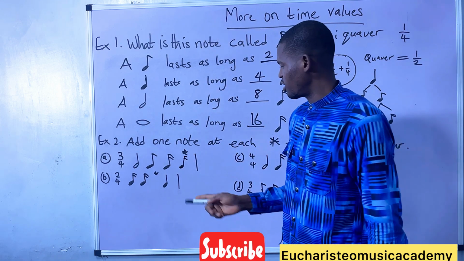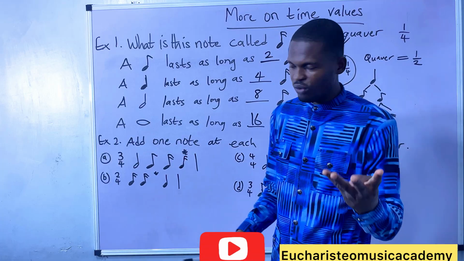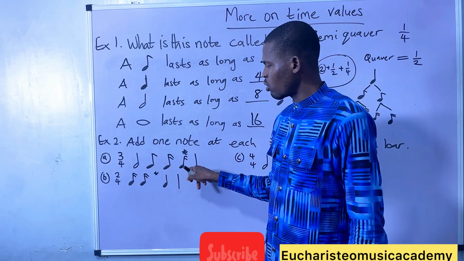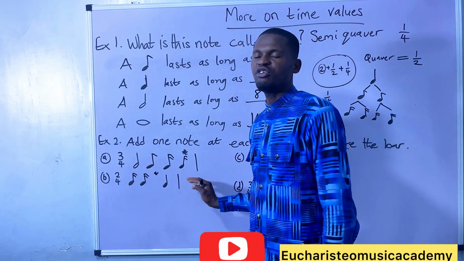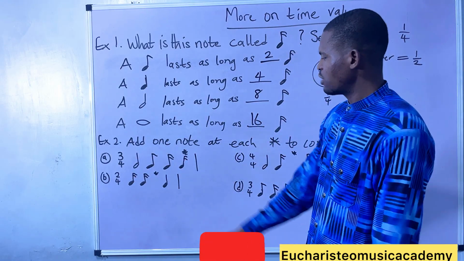Now let's cross-check. Semiquaver plus semiquaver gives us a quaver. These two make up one quaver. For this one quaver, we have 1 crotchet. 1 crotchet plus a minim, we have 3 beats. Let's go to the next one.